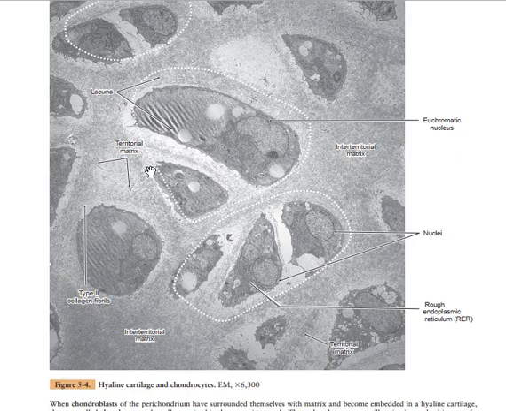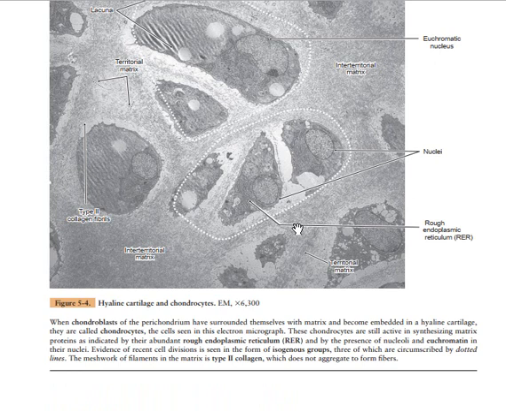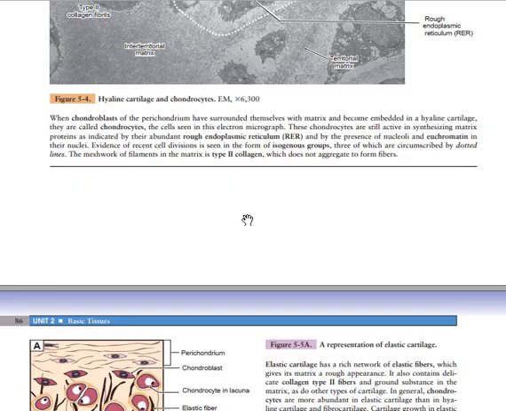So you can already see here one particular lacuna which contains one chondrocyte, and in that area there are isogenous groups. In that group you have territorial matrix and you have interterritorial matrix. So this is a particular isogenous group. These are the nuclei of the chondrocytes and all that.